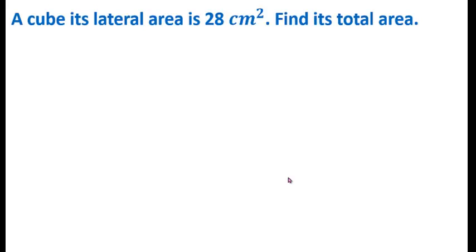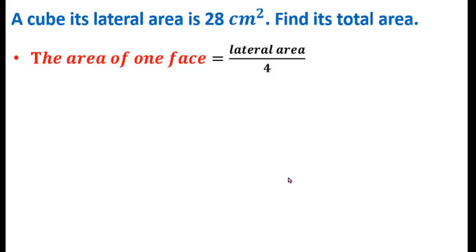the total area. How can I calculate the total area? First of all, I must find the area of one face to be able to calculate the total area. How can I find the area of one face? We said that the area of one face of a cube is equal to lateral area divided by 4. Since I have the lateral area and I know that the area of all faces is equal, I'm going to divide by 4. 28 divided by 4 is equal to 7 centimeters squared. So now I know that the area of one face is equal to 7 centimeters squared.